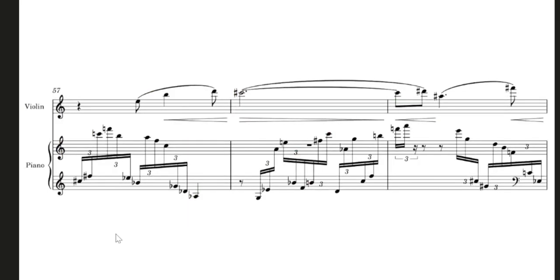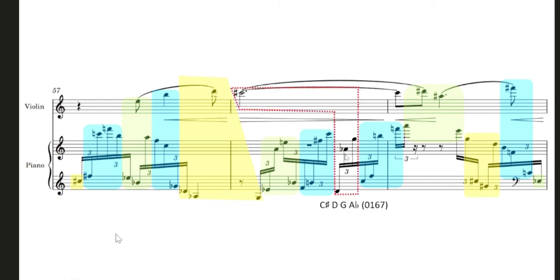Let's take a look at this example. After deselecting the sets that fit 0, 1, 6, 7, we have 3 notes left in the piano part and 1 note left in the violin part. Since the pitch class C sharp in the violin part sustained, we could group it with the 3 notes in the piano part to form a 0, 1, 6, 7 set. But without any doubts, this is not a usual way to analyze a 12-tone piece.